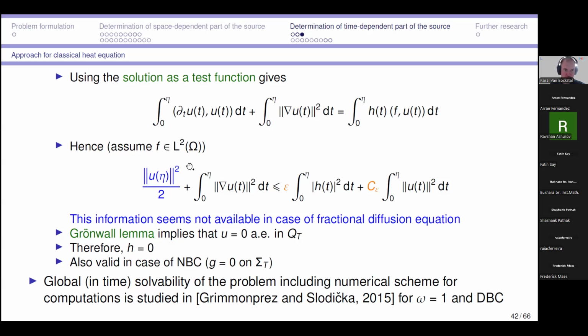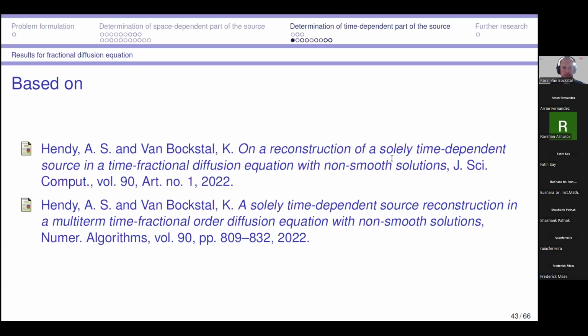But it seems that for the fractional diffusion equation, this information is not available. Recall that we have the strongly positive definiteness of the kernel, or the lemma from Kubica and Yamamoto, resulting in an additional integral here. And this additional integral implies that we need to put a small constant in the epsilon Young inequality on this scalar product. And the results are in these two papers.